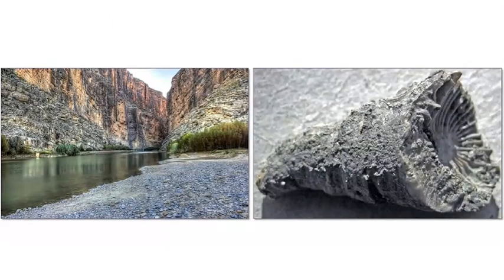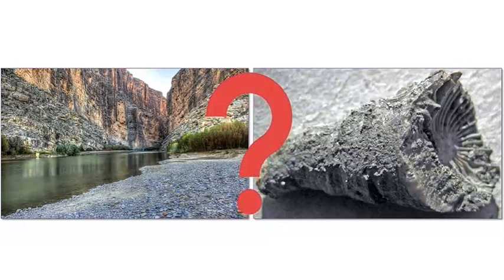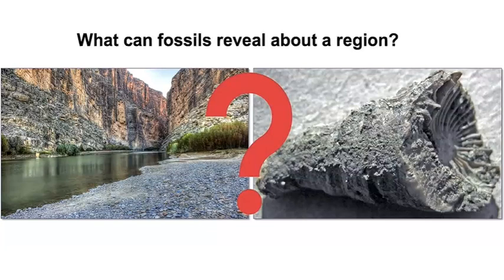Now, don't forget, we began our lesson in the Santa Elena Canyon, which is also in Texas. The canyon is an example of what the South Central region looks like today, but this is a fossil of an organism that lived in this area millions of years ago. Do you think the South Central region looks the same today as it did when the organism that made this fossil was alive? Can this fossil tell us anything about the South Central region? In this lesson, we will investigate the question, what can fossils reveal about a region?